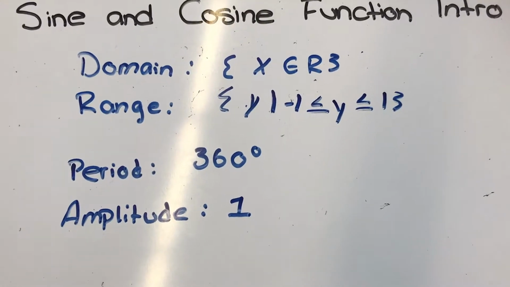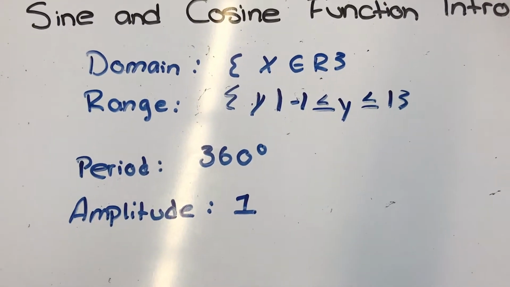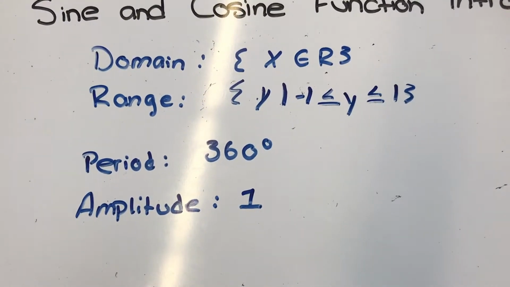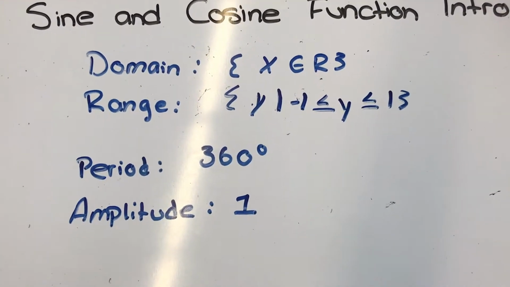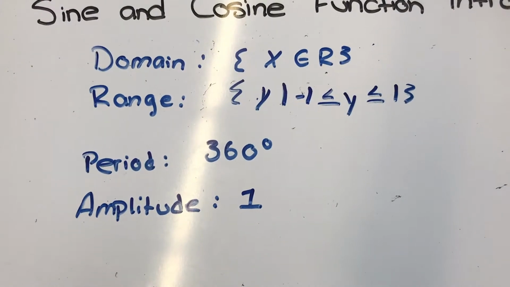The domain and range are the same as the sine function, which are x is any real number and our range is y that must be less than 1 or more than -1. Your period is 360 degrees and the amplitude is again 1.